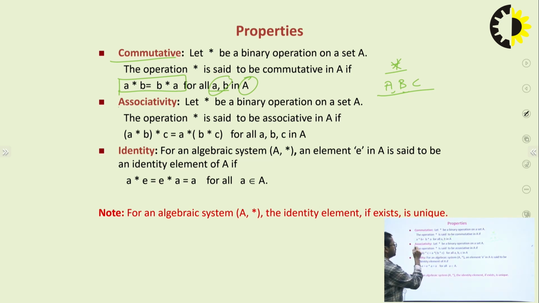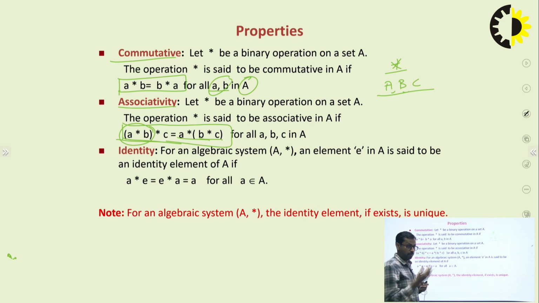The second law is the associative law, which can be represented as (a star b) star c equals a star (b star c). On the left side, firstly we calculate a star b, then with that output we calculate the star with c. But on the right side, firstly we calculate b star c, then with that result we calculate a star the result.